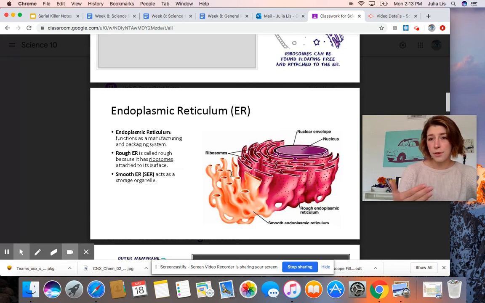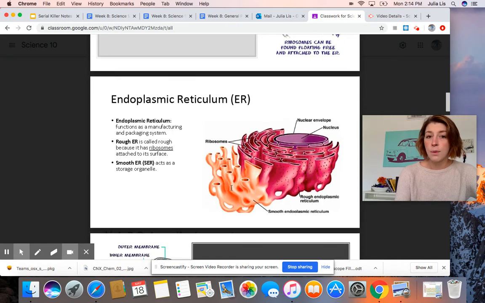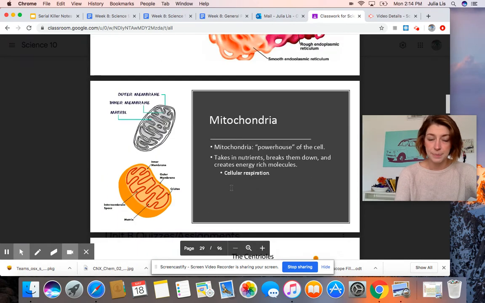Then as we get further away from the nucleus, we have this smooth endoplasmic reticulum, also known as smooth ER. And so this is more of a storage facility for the cell. This is where we're going to store all our DNA, and we're going to wait to move it around and transport different things. So we have our nucleus in the center, and then we have rough endoplasmic reticulum where there are ribosomes making DNA, and then we have our smooth ER where we have the storage of that DNA.